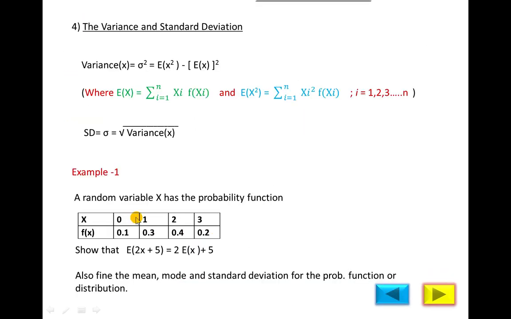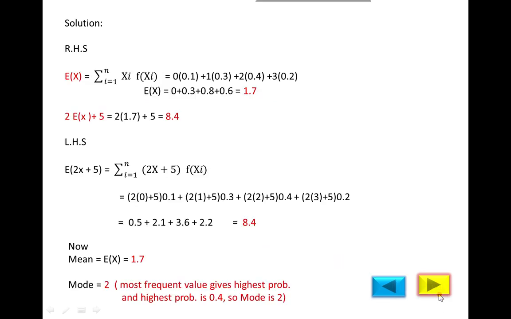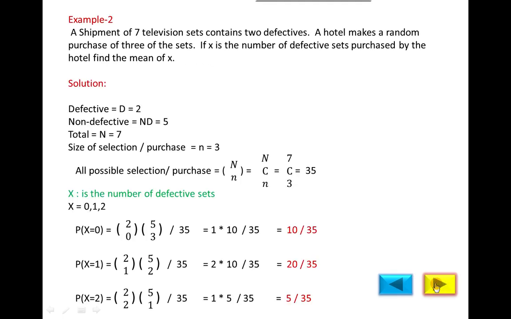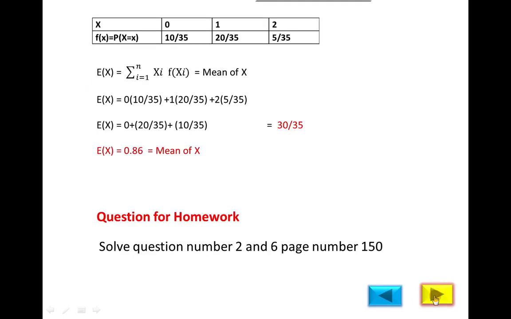In this example, 2 values of x and 2 probabilities are given, but in question number 6, you have 2 categories: loss and profit. For loss, we will write the value with a negative sign, and for profit, the value will be positive. This applies to the value of x, not probability. Probability is always positive. So try to solve question number 2 and 6.